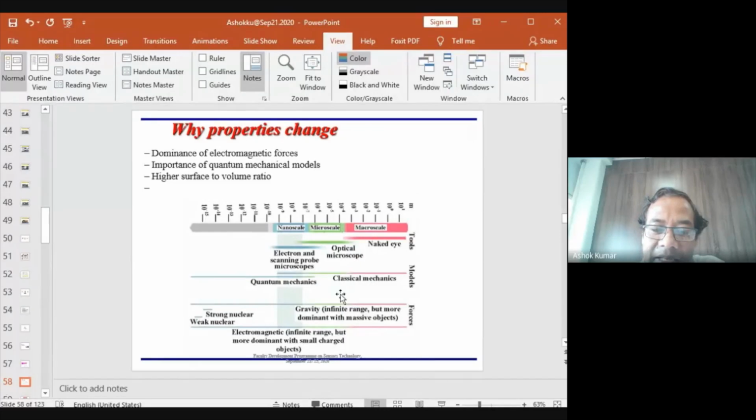And if we talk about the models, the models also change. Classical mechanics is very good for understanding macro scale particles, but once we reach nano scale or smaller particles, quantum mechanics becomes very important. I normally explain this by taking Newton's third law, the action and reaction law. You can understand it easily by that law. The statement of the third law is that every action has an equal and opposite reaction.